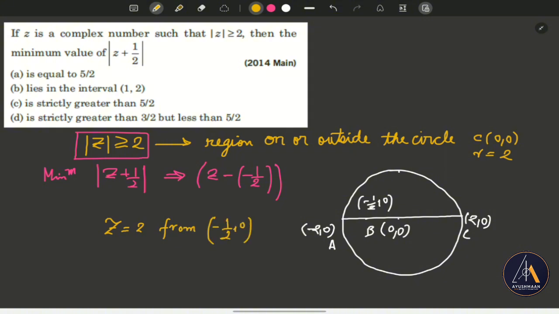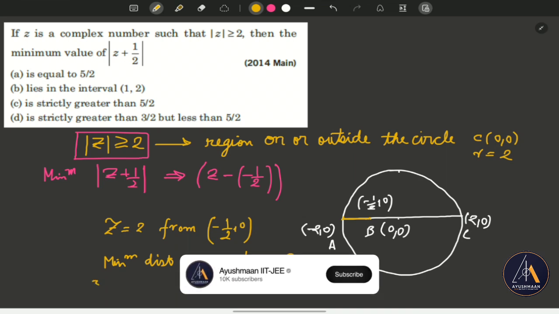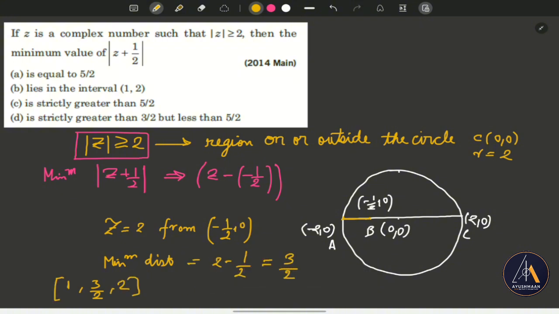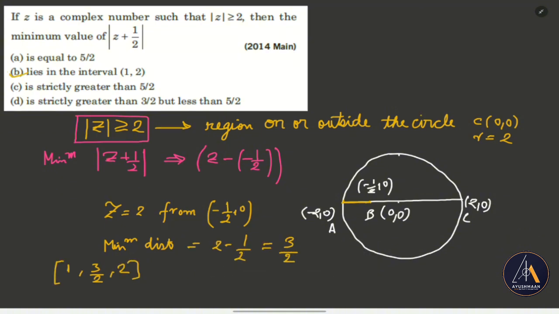That means we need to find the distance from A to B. This is the minimum distance. So the minimum distance will be 2 minus half, which is 3 by 2. So 3 by 2 lies between 1 and 2. So option B, which says lies in the interval 1 and 2, is the correct answer.